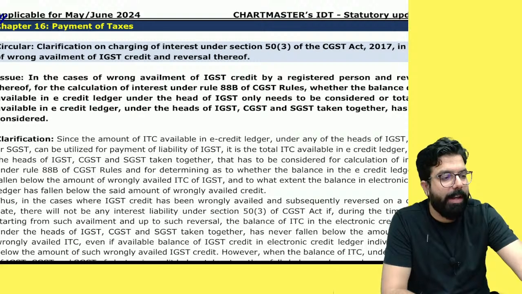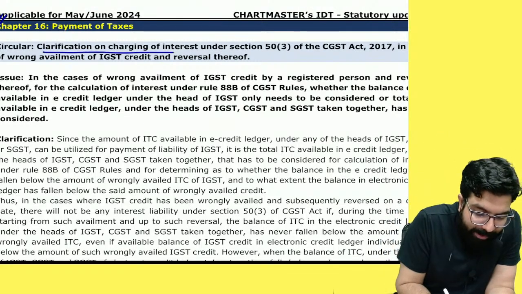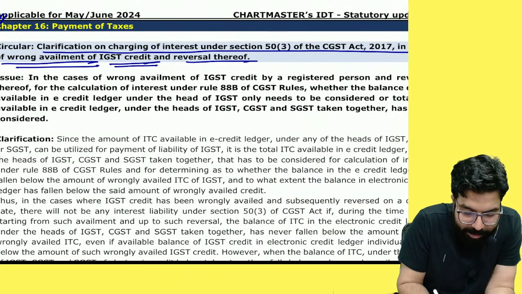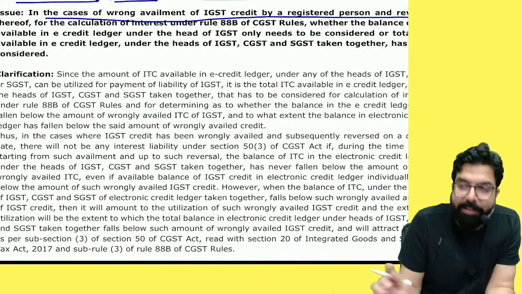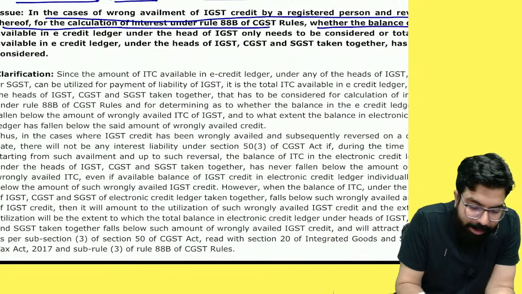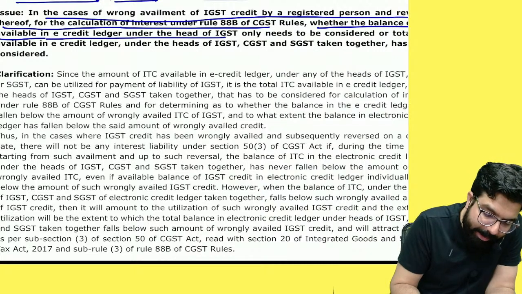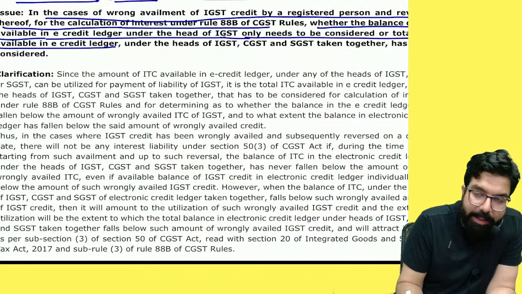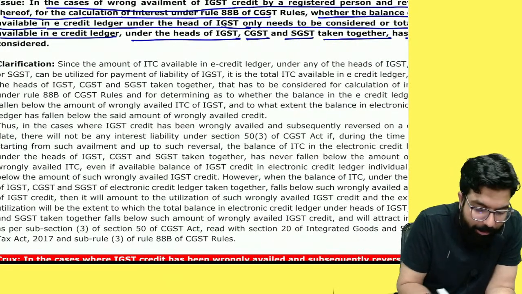Let me go ahead and quickly read out this circular with you guys so that the amendment is also done. It says: clarification on charging of interest in case of wrongly availment of IGST and reversal thereof. In case of wrongly availment of IGST credit by a registered person and reversal thereof, for the calculation of interest, whether the balance of ITC available in the e-credit ledger under the IGST only needs to be considered, or the total ITC available in the e-credit ledger under the head IGST, CGST, SGST has to be taken together.